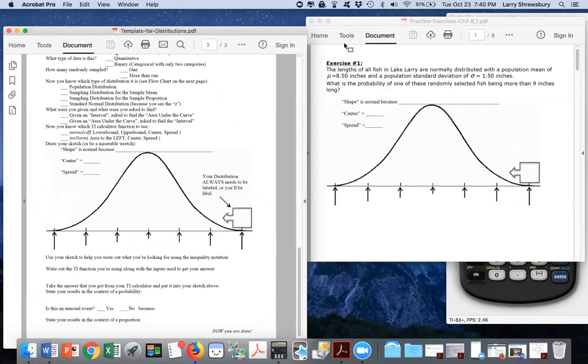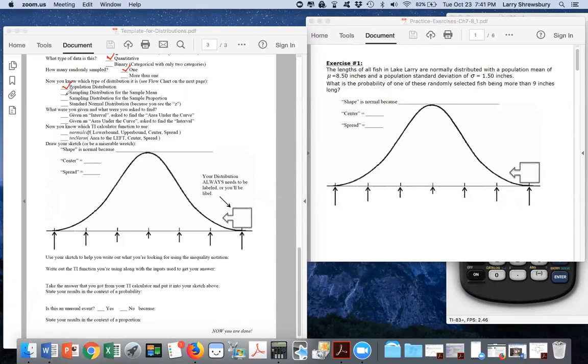So let me get my little annotation tool here. And as we've answered over here, you're just saying, well, let's see now. I did quantitative. One was randomly sampled. That's how I know it's a population distribution. What were you given? What were you asked to find? Well, I'm looking over here, and they gave me this interval, more than 9 inches.